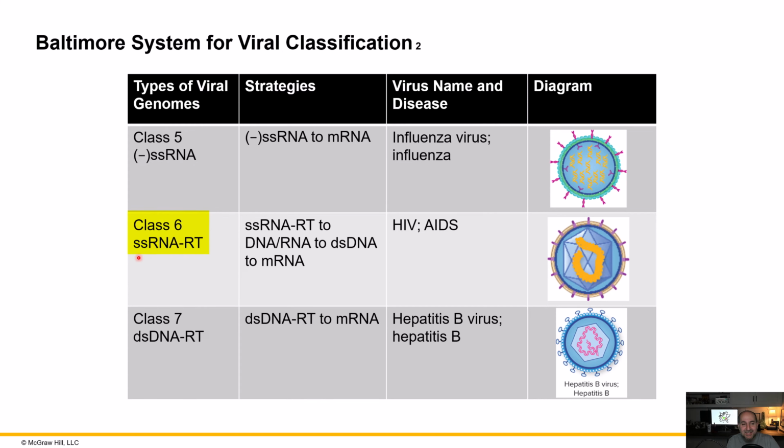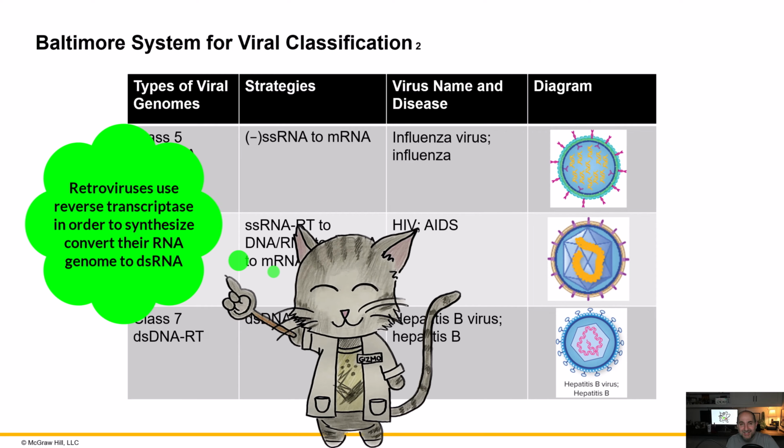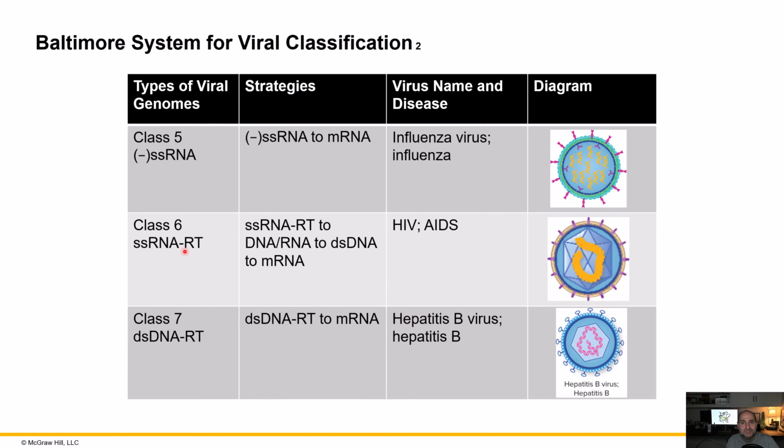Now, class 6, these are also single-strand RNA genomes. However, the thing that makes them their own class, the thing that makes them unique, is that these are known as the retroviruses. That's because these are the viruses that must copy their RNA genome to DNA before anything else can occur. So these are the viruses that use an enzyme known as reverse transcriptase. This is the enzyme that copies the single-strand RNA genome back to double-strand DNA so that these viruses can proceed with their life cycle. I can explain this retrovirus at the board.